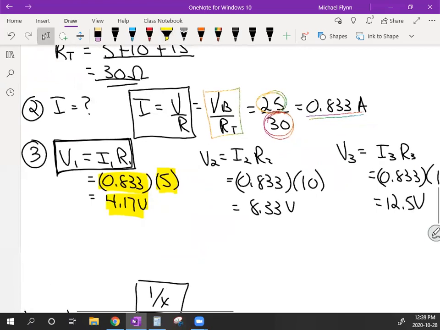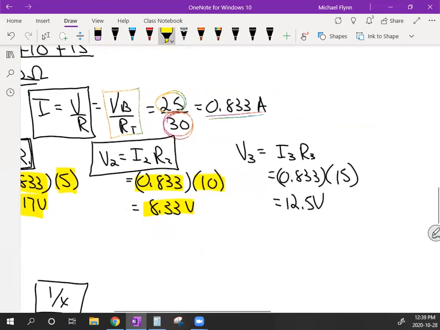Now let's do the second resistor. I know that V2 is I2 times R2. All my currents are 0.833, but R2 is 10, so that's going to give me 8.33 volts. Finally, let's go to our third resistor. Same equation again, but this resistor has a resistance of 15 ohms, and I get 12.5 volts.